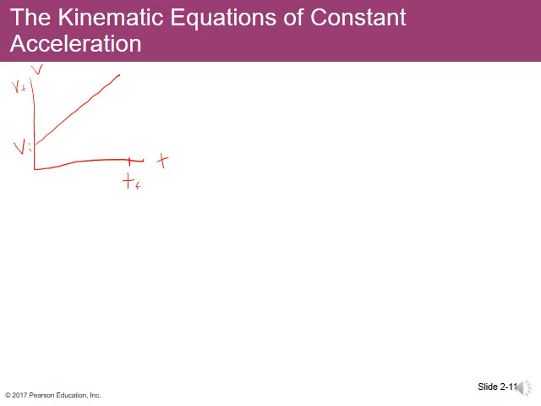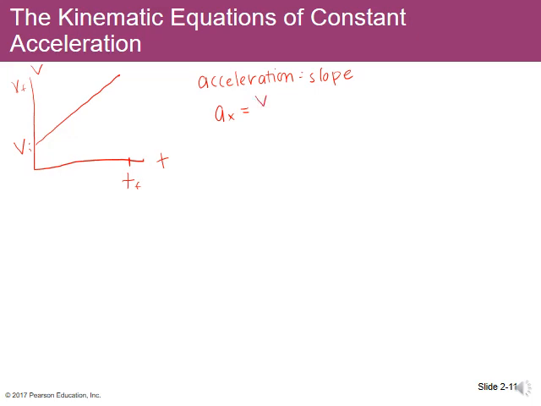Right, so let's assume we have constant acceleration, so we have a straight line. In that case, we know that the acceleration equals the slope of that line. All right, so acceleration, again, we're just going to talk about x direction here, although this could be applied to other directions as well.